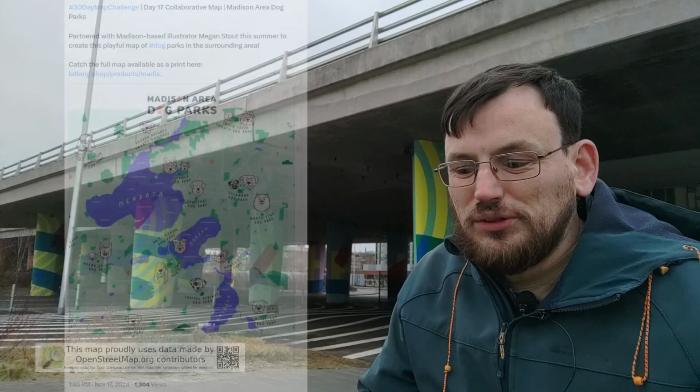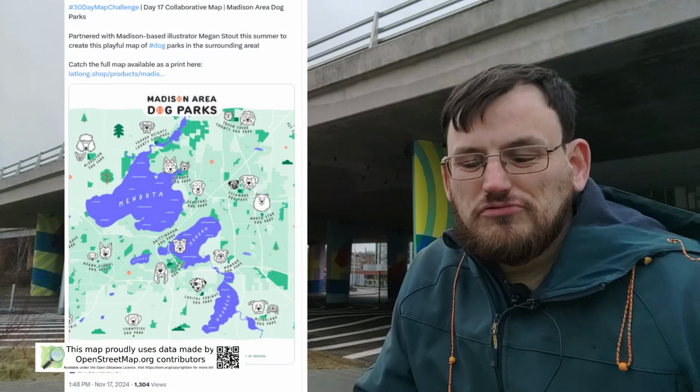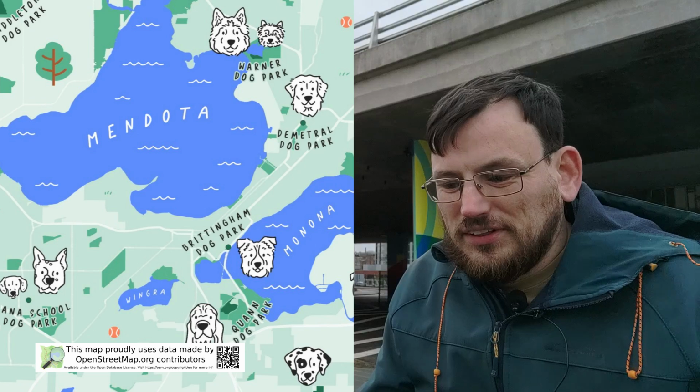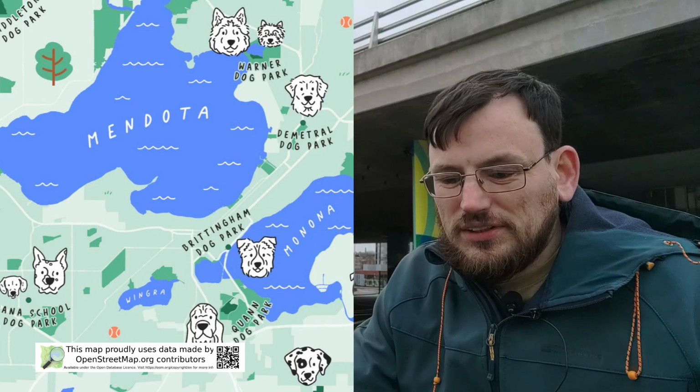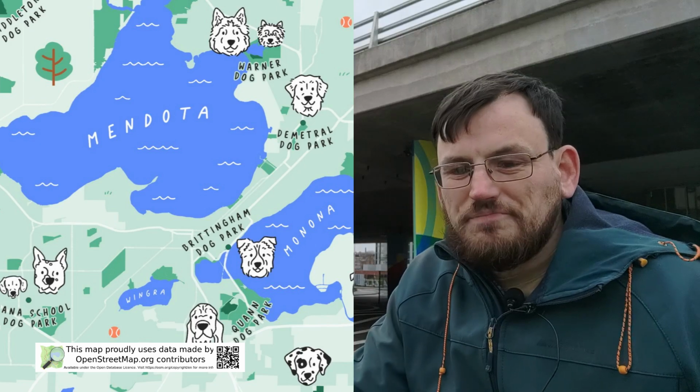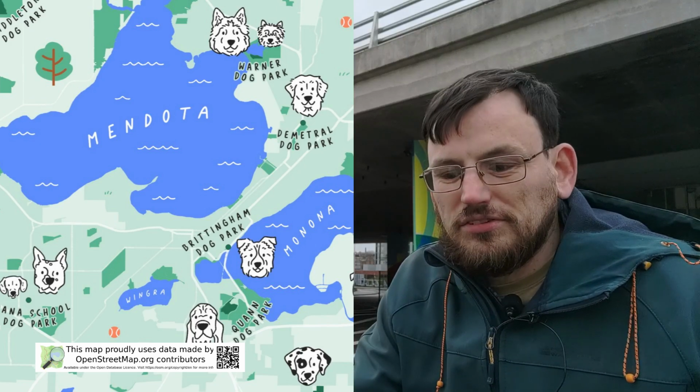Day 17, so this one uses OpenStreetMap data, but it's stylized, so it's not fully practical. You're not really going to know exactly where the dog parks are, maybe you know where they spread out, but it gives information, and I think it's the art I've been thinking of, just seeing things around, where they are. So it's quite a fun one.